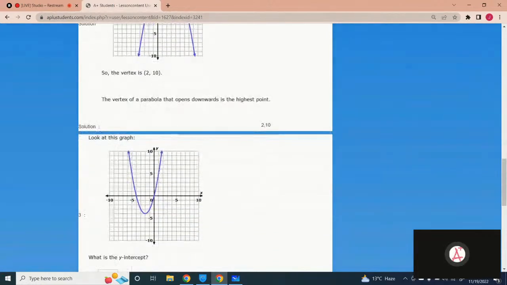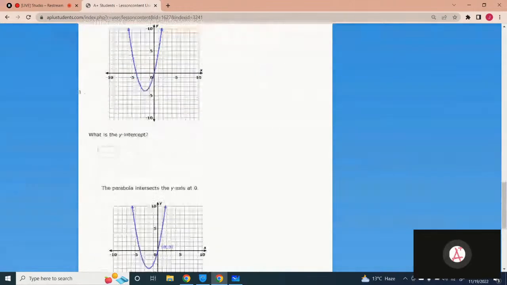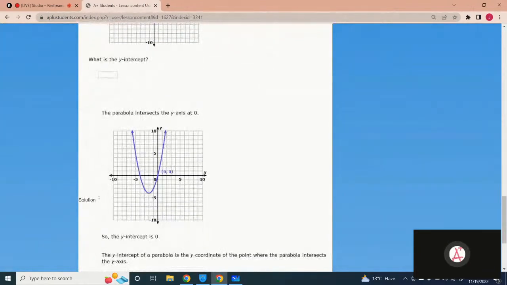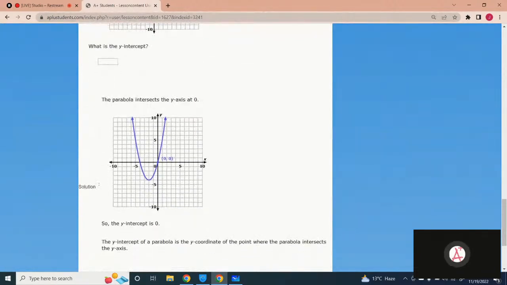Okay, the next one is, look at this graph. What is the y-intercept? Again, you have to find the y-intercept. The y-intercept is the point where the parabola intersects the y-axis. So it is passing through the origin. Got it? So the y-intercept must be 0 for this parabola, isn't it? Yes, it is. The parabola intersects the y-axis at 0.